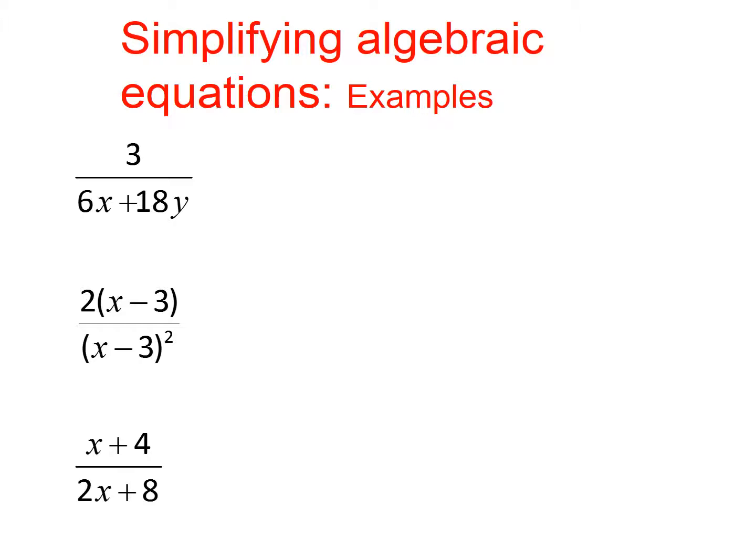And on the bottom, we've got x minus 3 times, basically these brackets mean we're timesing it by itself. So x minus 3 times x minus 3. And x minus 3 times x minus 3 can be divided by itself. So we could simplify this equation to 2 divided by x minus 3.